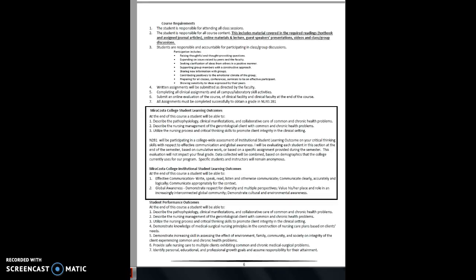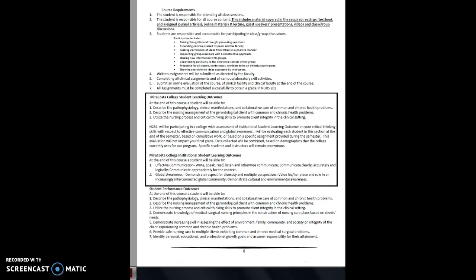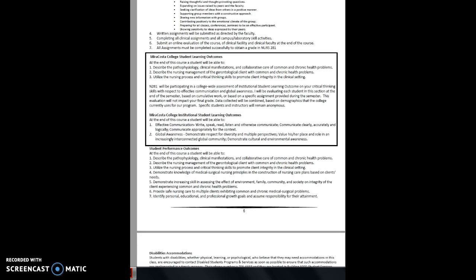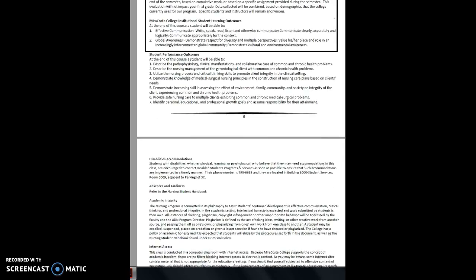Course requirements, you can read this. You need to attend all class sessions. You're responsible for all the course content. That includes material that's covered in the required readings, and your assigned journal articles and all the online lectures that are presented for you on Blackboard. We'll go over that in another video. Here's your student learning outcomes, the institutional student learning outcomes, and student performance outcomes.